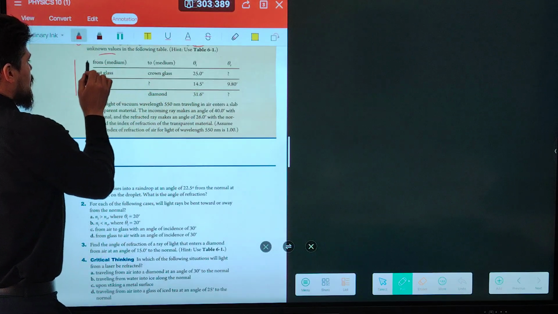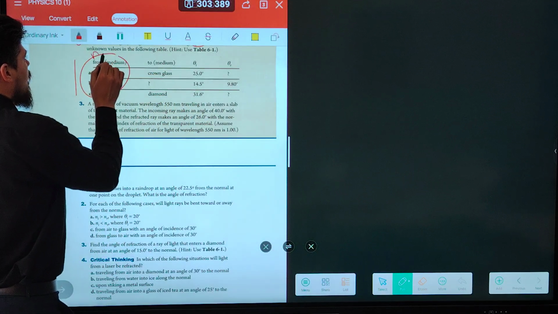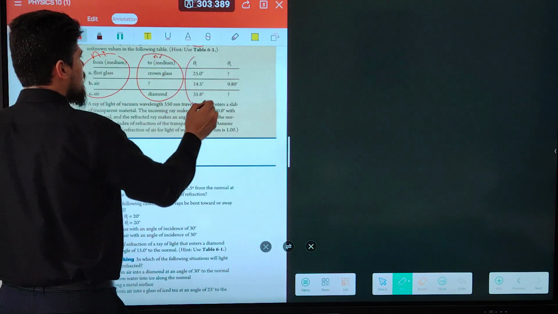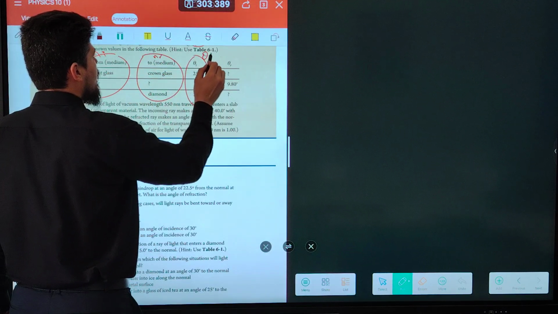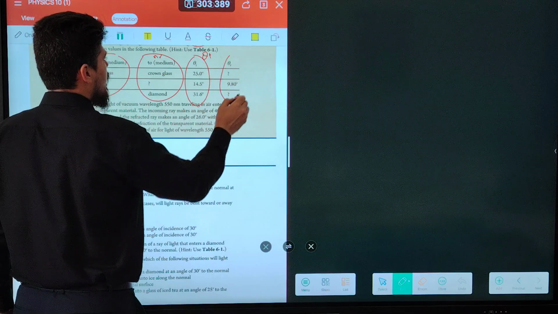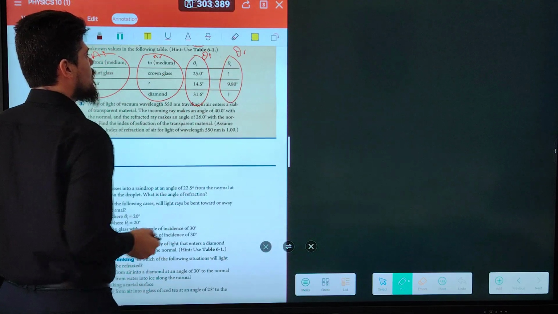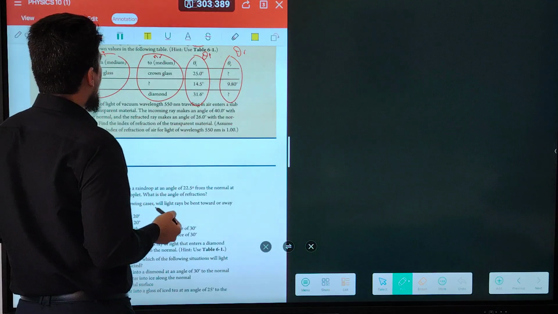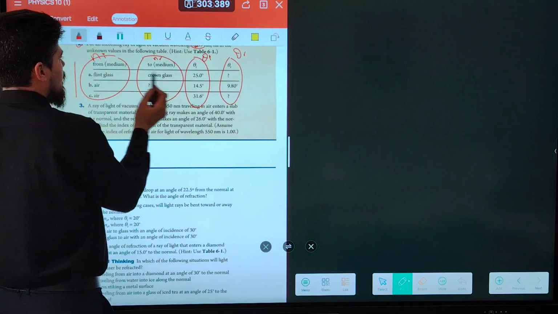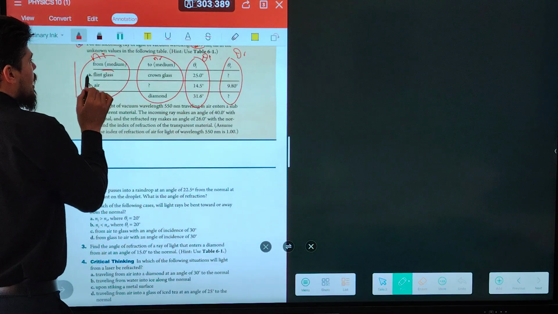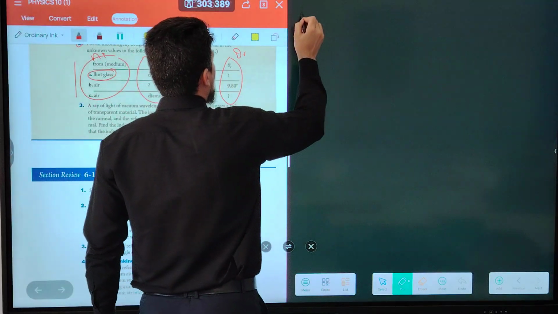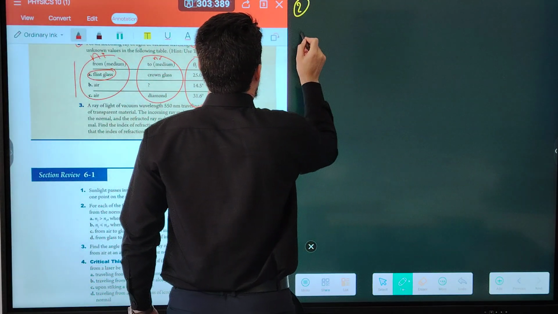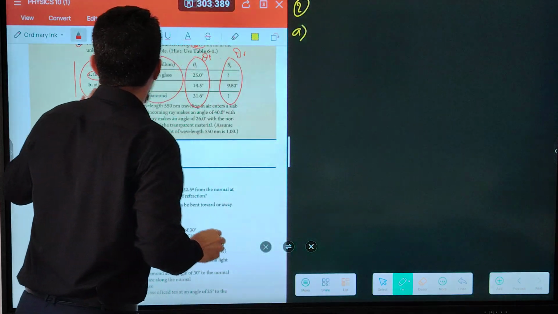This is first medium, Ni. This is second medium, Nr. This is theta I, angle of incidence, and this is theta R, angle of refraction. For the first row, what is unknown? Theta R. For the first row, theta R is unknown. Ni is equal to what? Branch A. Question 2, branch A. Write down the given value.